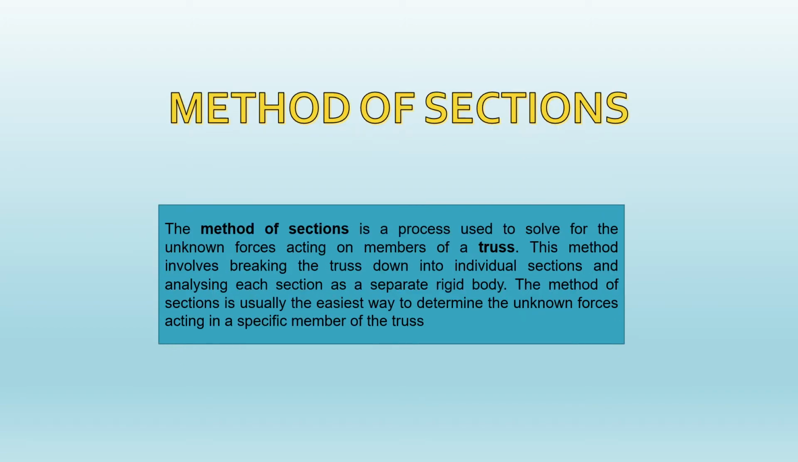The second method is method of section. The method of section is a process used to solve for the unknown forces acting on the members of a truss. This method involves breaking the truss down into individual sections and analyzing each section as a separate rigid body. A method of section is usually the easiest way to determine the unknown forces acting in a specific member of the truss.